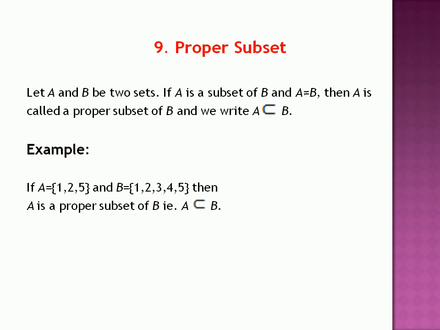Example, if A equal to {1, 2, 5} and B equal to {1, 2, 3, 4, 5}, then A is a proper subset of B. That is A contained in B. What is the difference between subset and proper subset? See, in the last example, B is also a subset of B. But in proper subset, at least one element must be missing from B. That is the proper subset of B.